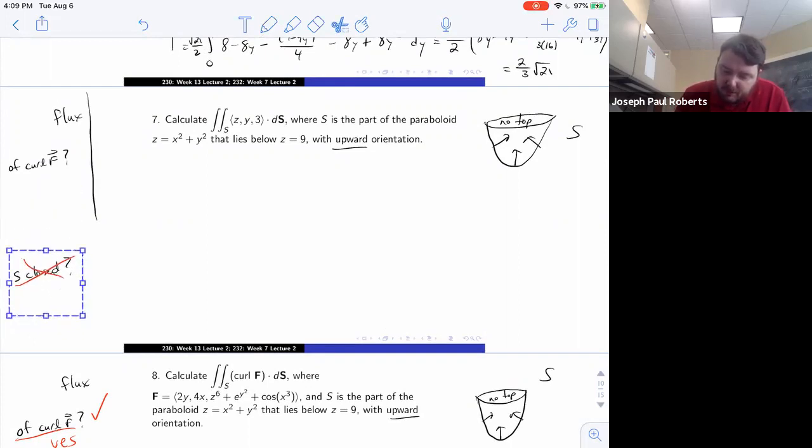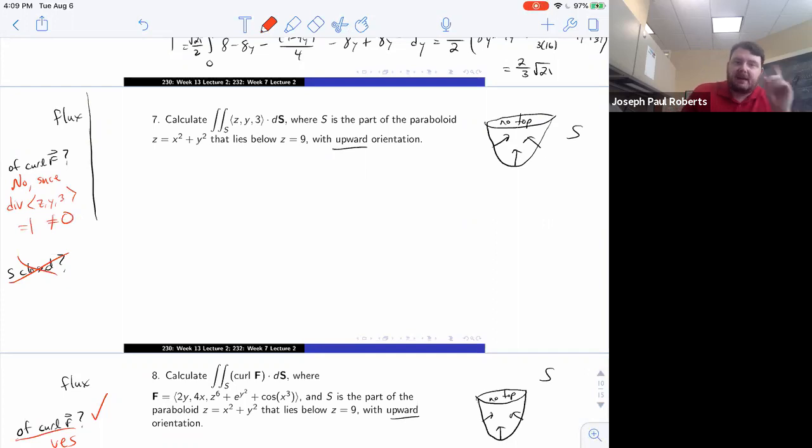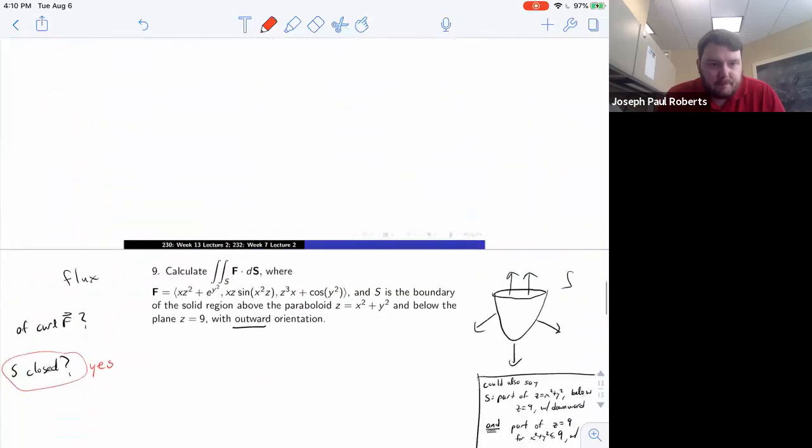And so you might wonder, okay, fine, you didn't write this as curl F, but is ZY3 the curl of something? No, since the divergence of ZY3 is 1, which is not equal to 0. So the test for whether you are the curl of something is if the divergence is 0. It's analogous for the test for whether you're the gradient of something is if the curl is 0. So go back, couple weeks. Same thing here.